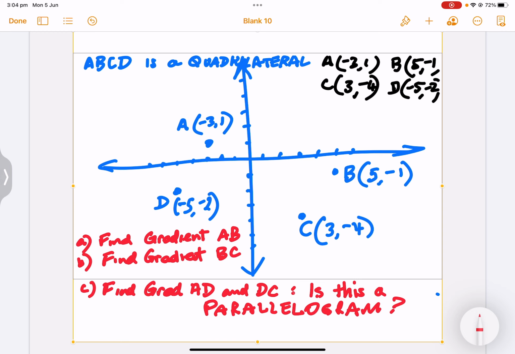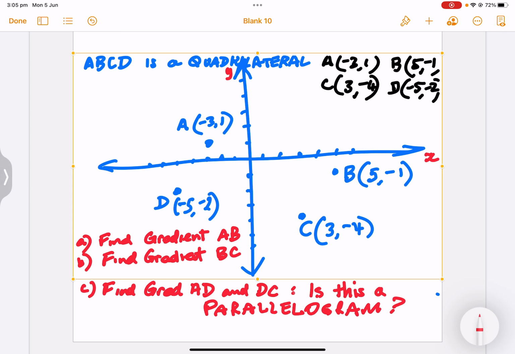Well, we have a question which is set out here. It says ABCD is a quadrilateral, has four sides. It's not drawn in. Only the coordinates are: A is (-3, 1), B is (5, -1), C is (3, -4), and D is (-5, -2). I've roughly sketched an XY axis. I haven't put X and Y on here, which I should have, and I haven't drawn the lines, but part A, find the gradient of AB.